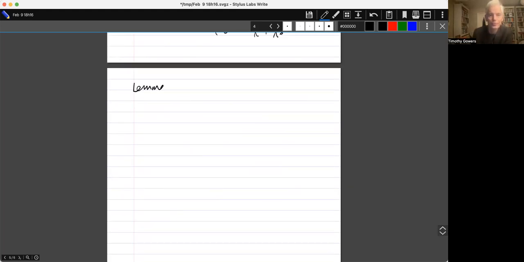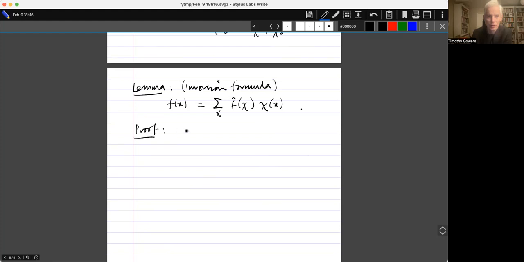So, lemma. Just remember it said that f of x is the sum over all chi of f hat of chi times chi of x. Again, let's just do some algebra. Sum over chi of f hat of chi chi of x. We'll expand the Fourier transform and get the average over, we can't use x because it's already been used, so we'll say f of y chi of y bar, and then we have a chi of x, which is the average over y.